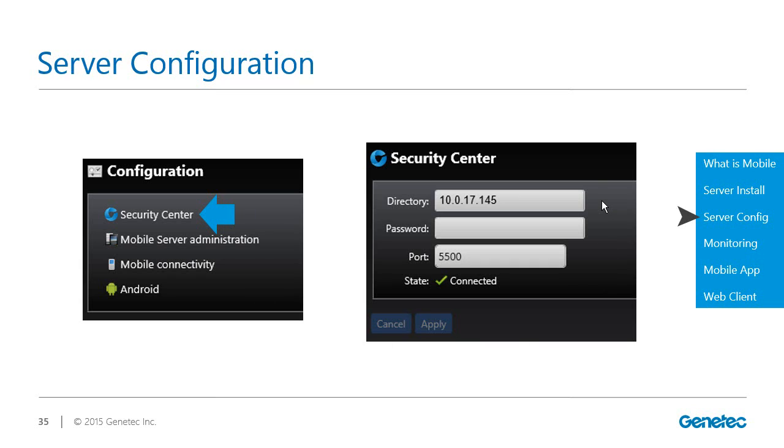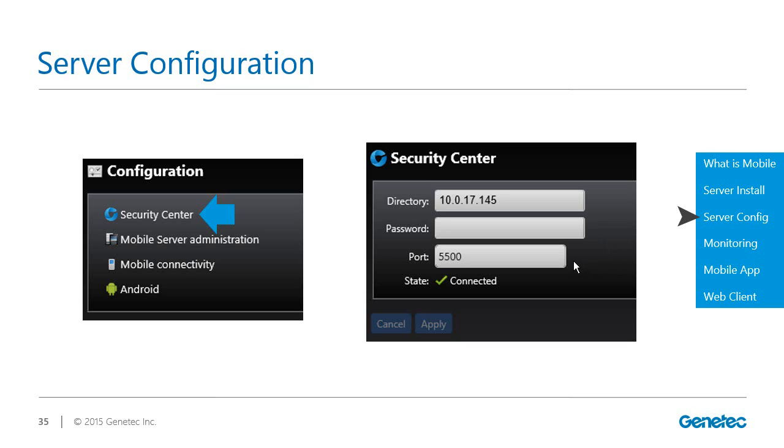In the directory field, put the IP address or host name of the directory server. The password field here should contain the password for the Security Center admin account. So this isn't the same as the mobile server admin account, it's the one for the admin user on Security Center. So just remember to change this field if you ever need to update the admin password on your directory server.